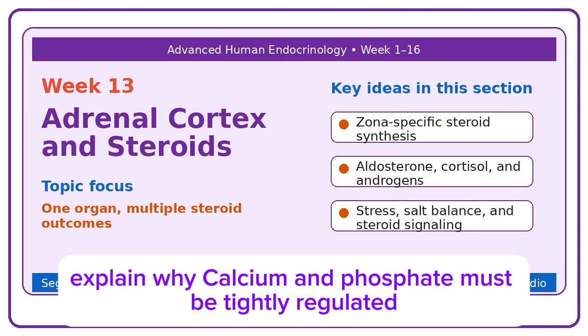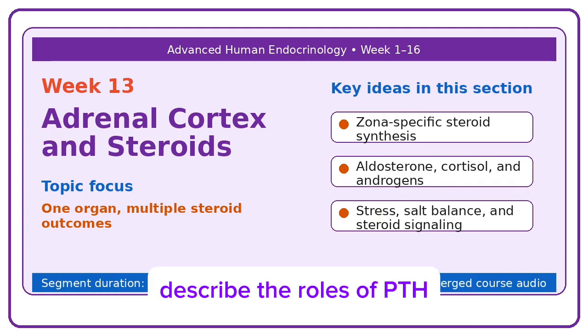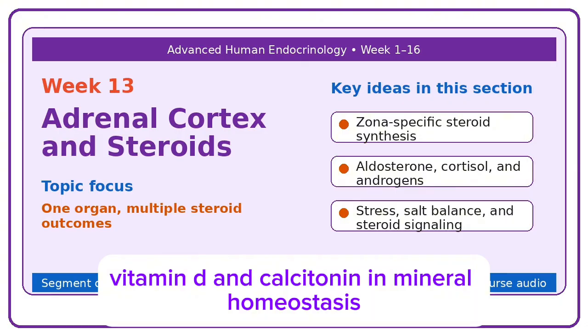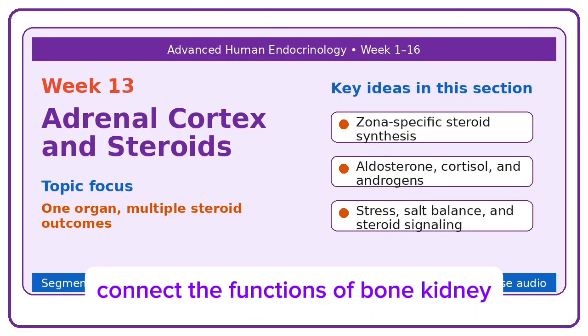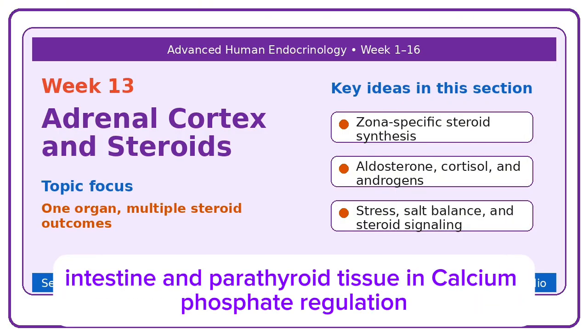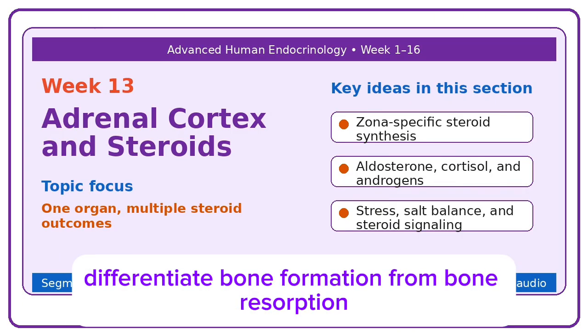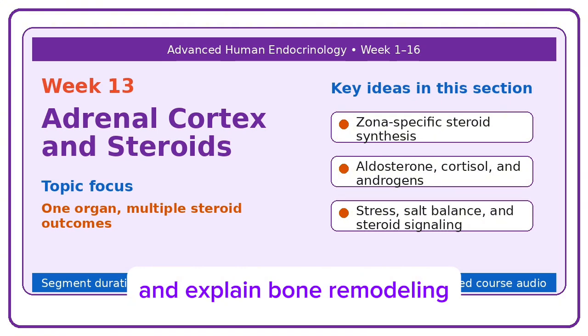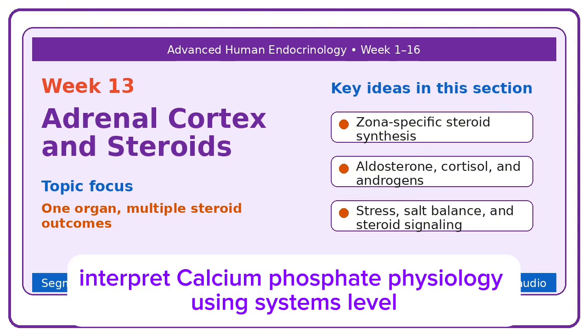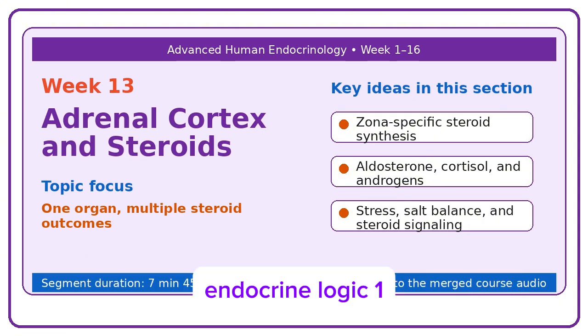Explain why calcium and phosphate must be tightly regulated. Describe the roles of PTH, vitamin D, and calcitonin in mineral homeostasis. Connect the functions of bone, kidney, intestine, and parathyroid tissue in calcium phosphate regulation. Differentiate bone formation from bone resorption and explain bone remodeling. Interpret calcium phosphate physiology using systems-level endocrine logic.